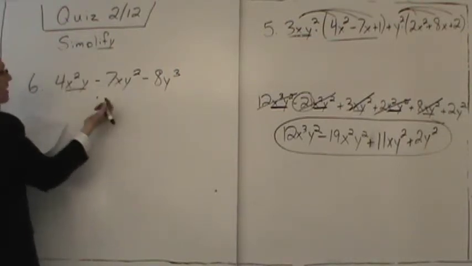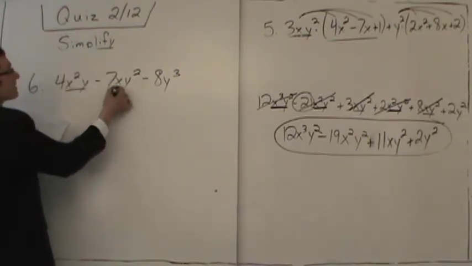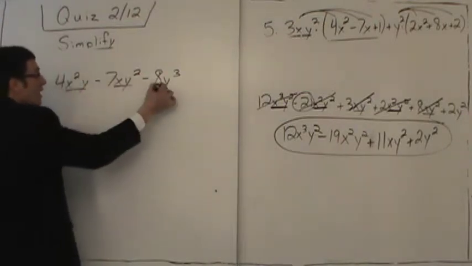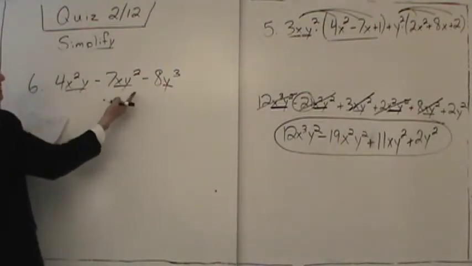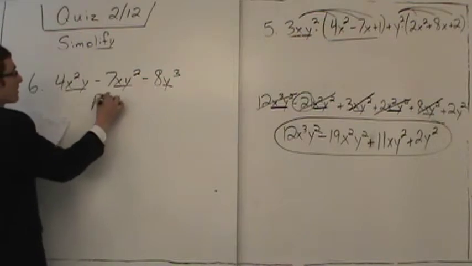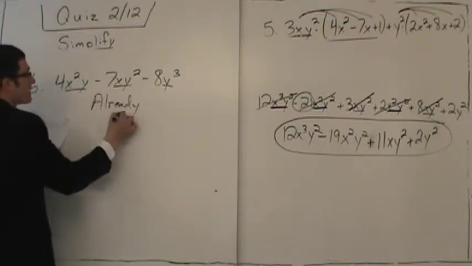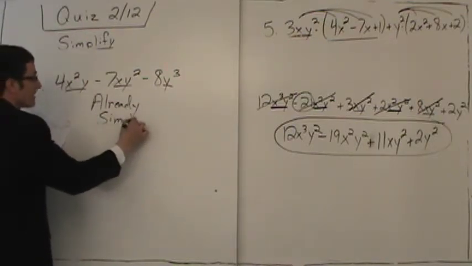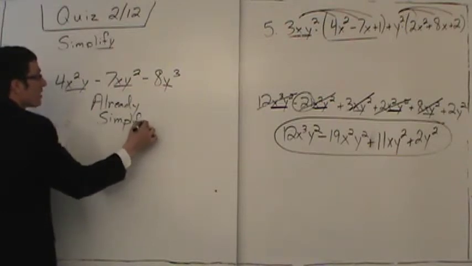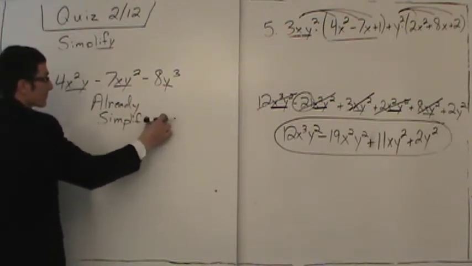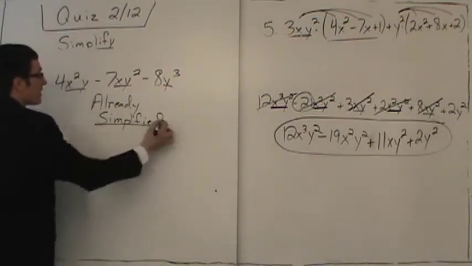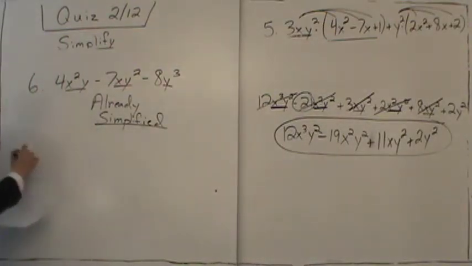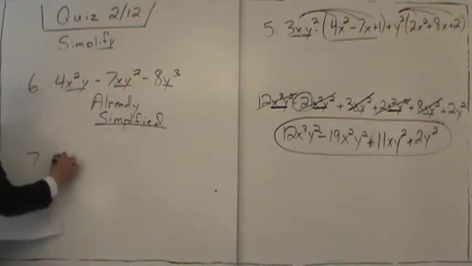Does x squared y match anything? No. Does xy squared match anything? No. Does y cubed? No. Nothing matches. So there's nothing you can do here. This is already simplified. So you got full credit if you did not do anything. In the future, I want you to write already simplified. Okay, already simplified. Number 7 was 8 to the negative 2 power.